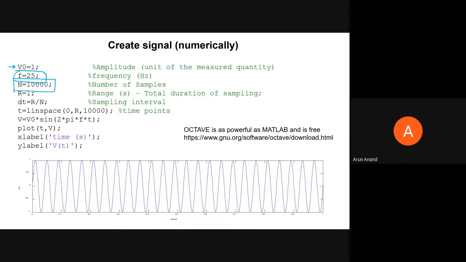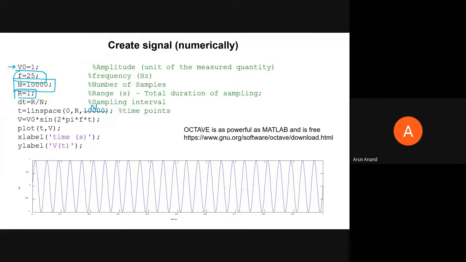So R, the time range, is equal to 1, so it goes from 0 to 1 seconds. And dt, the sampling interval, is R by N, range divided by number of sampling points. So you create your time axis using the function linspace from 0 to R, meaning 0 to 1. Instead of this, I can just give N here. And V is equal to V0 sine 2 pi F into T. Then I can basically plot.